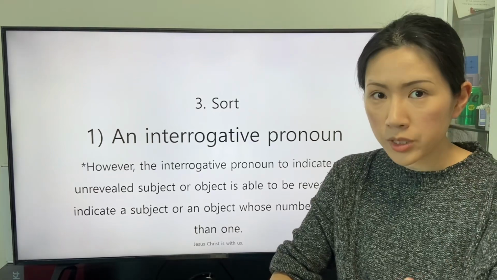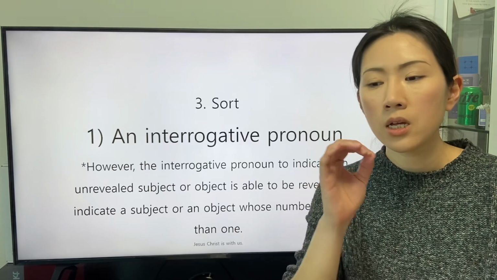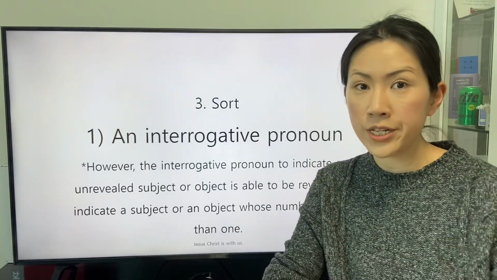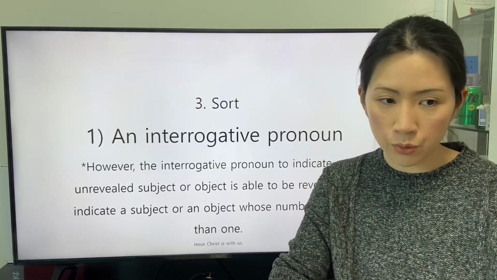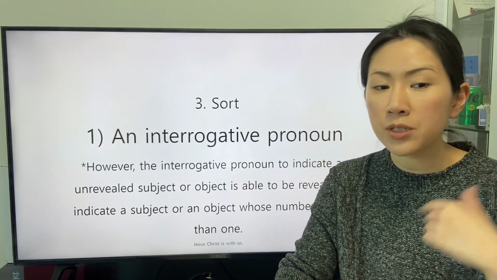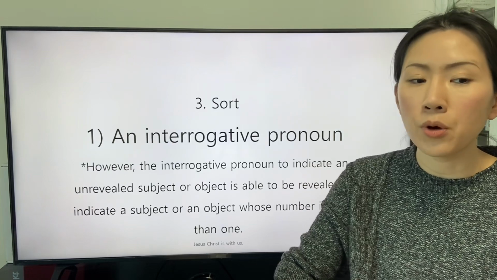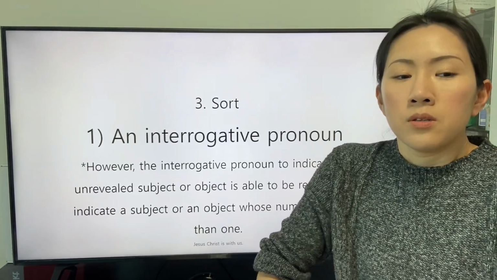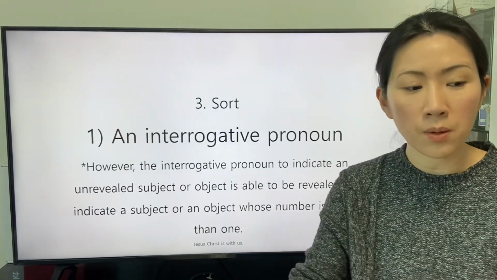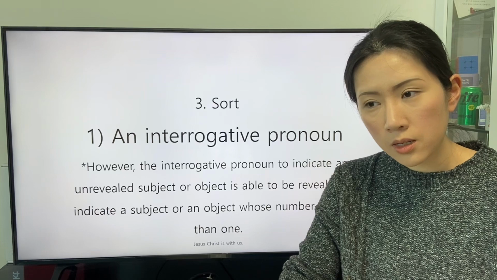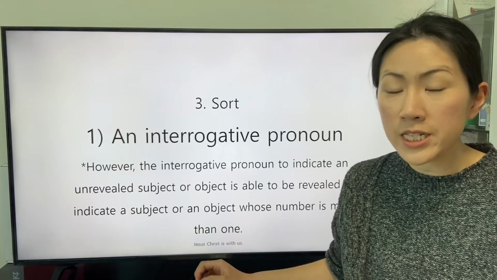But the assumption can be different in the statement of the listeners. However, the interrogative pronoun to indicate an unrevealed subject or object is able to be revealed to indicate a subject or an object whose number is more than 1. The information about the number of the subject or the object can be different from the assumption of the speaker and the response of the listeners.